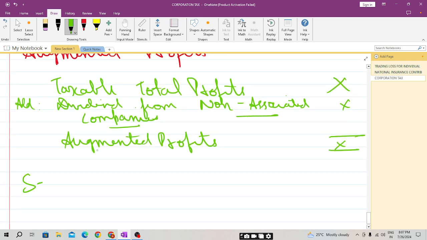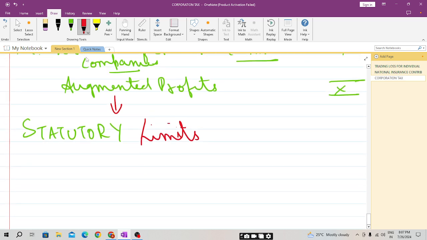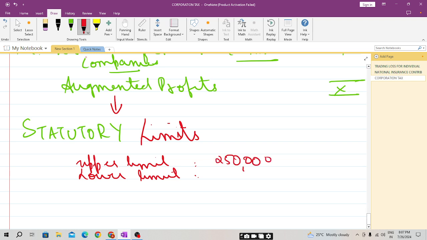Now the augmented profit needs to be compared with the statutory limits. The statutory limits are, students, we have two limits, that is upper limit and lower limit. So the upper limit is, students, 250,000 pounds and the lower limit is 50,000 pounds.